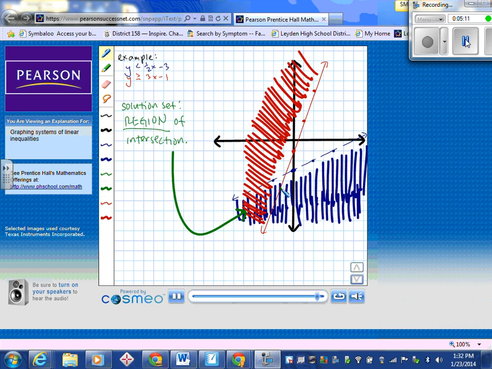To review, when graphing systems of linear inequalities, we're looking for a solution set. We'll go ahead and find that by graphing each linear inequality separately, and then looking for the region of intersection. Great job.